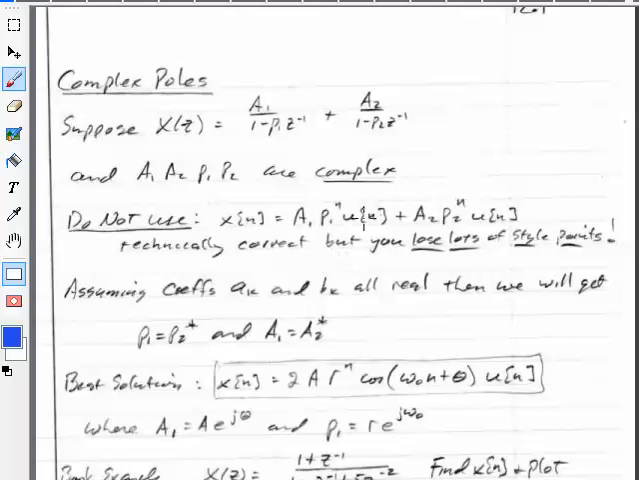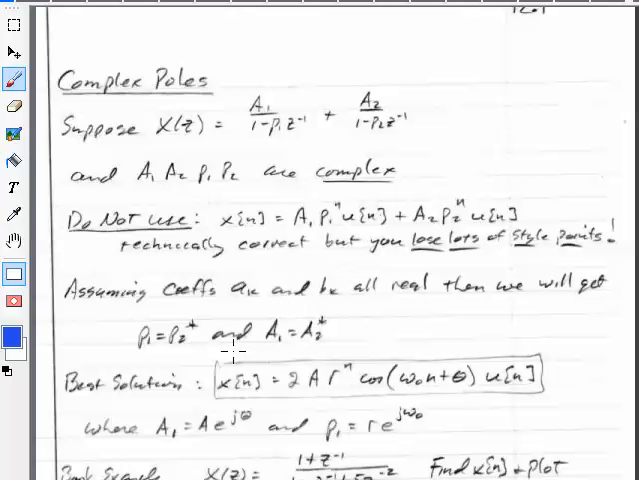The proper way to do this is as follows. We recognize that the poles, as long as the coefficients of H of z are real coefficients, which they usually are, what's going to happen is this p and that p are complex conjugates of each other. So if you know one of them, you know the other one. And the residues are complex conjugates of each other.